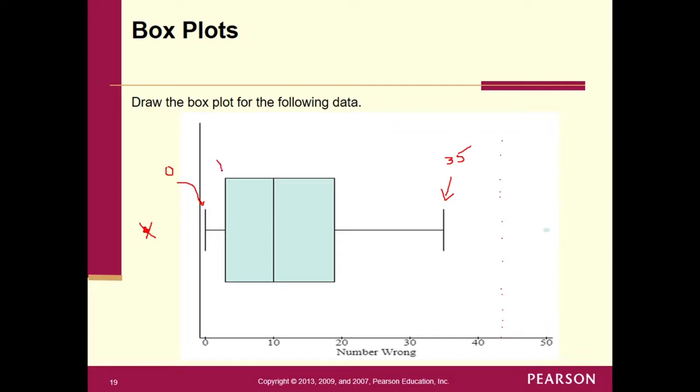This is always Q1. This is always Q2. This is always Q3. Now, notice what's happening over here. This is not the maximum. This is the maximum, your most extreme outlier. Your most extreme outlier is your maximum. So that would be at 50.